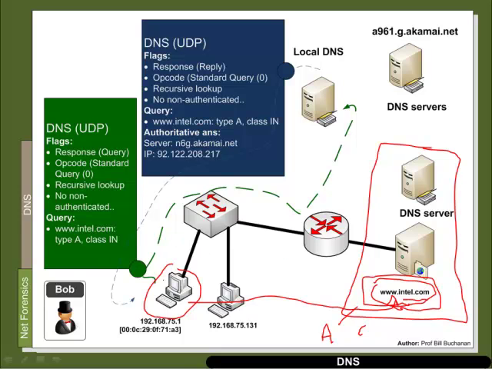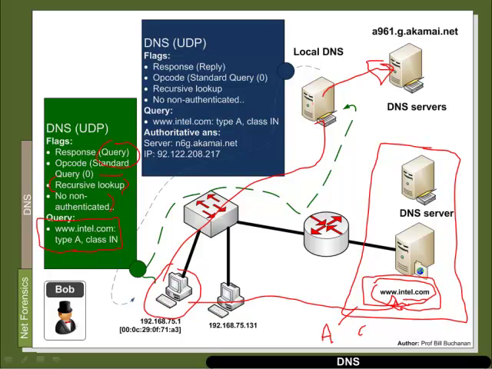So in this case, our host requests from a local DNS with a query as one of the flags of the DNS request. The opcode is 0. It asks for a recursive lookup, and recursive means that if the local DNS doesn't know the resolution of the domain name to the IP address, it will go and search higher level domain servers. And it also asks for non-authenticated servers. And the query is, tell me what the IP address is of Intel.